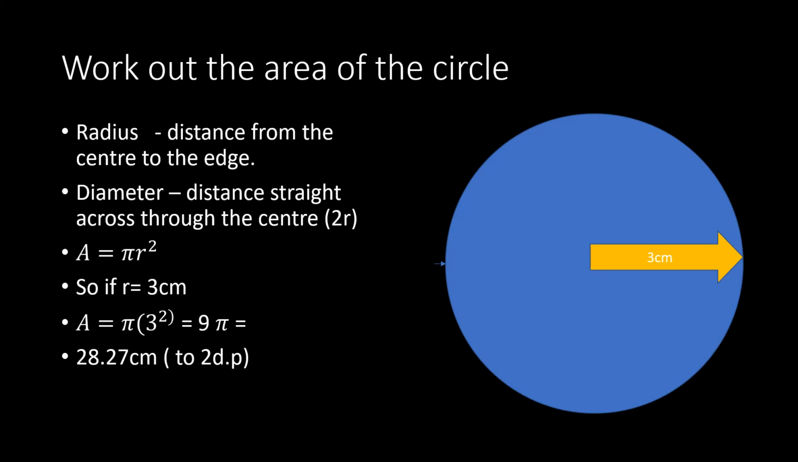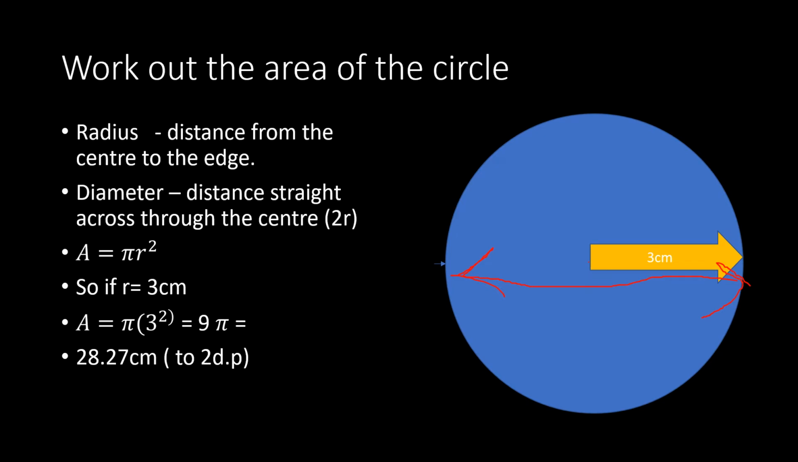If you were given a diameter, that would be the distance all of the way across that circle, and that would be twice as long as that 3 centimetres. So if we knew that the diameter was 6, in order to do our equation that we're going to look at, we would simply divide the diameter by 2 to get the radius.